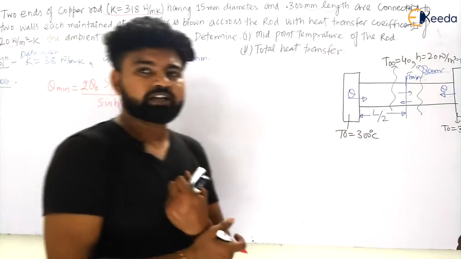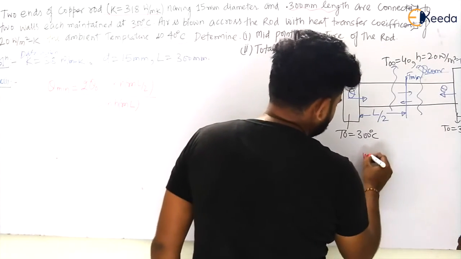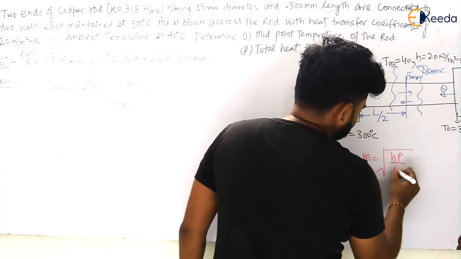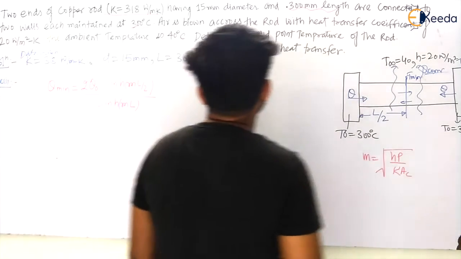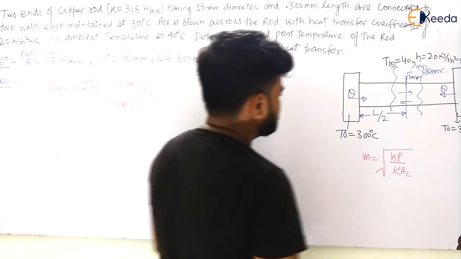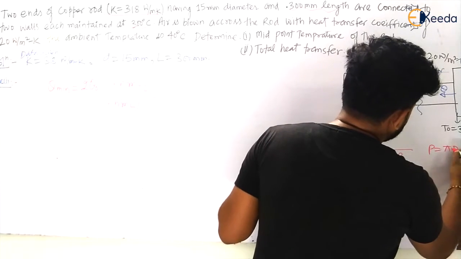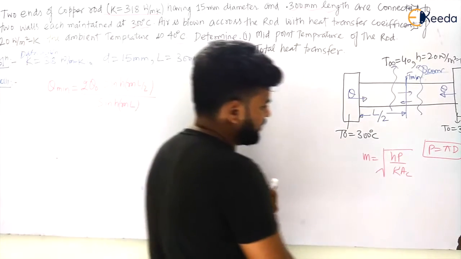So can I calculate the value of m? Yes. What will be the value of m, my dear students? m is given by the square root of hP by kAc. This is your circular rod. So can you find the perimeter for this? The perimeter for this circular rod will be given by pi d.